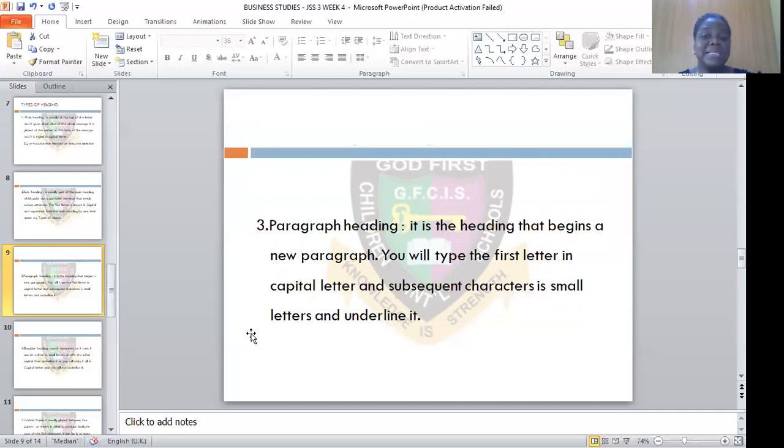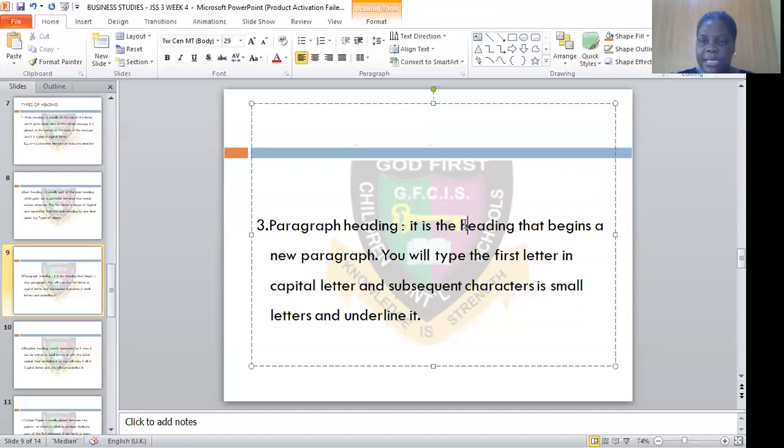This is what I call line spacing. This here, and here, and here. These are line spacing. But the spaces in between each character is the character spacing. And when you are typing a paragraph, you start the paragraph heading with a capital letter. Then subsequent ones will be in small letters.